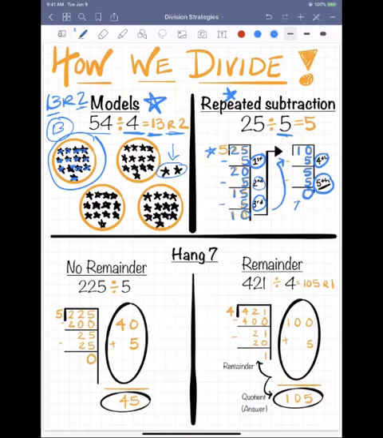So this 0 shows us that we have no remainder, because there's 0 left. There's nothing left over. To find my answer, I look at how many times did I have to subtract 5? Well, we had to subtract 5 times. So my answer is 5.